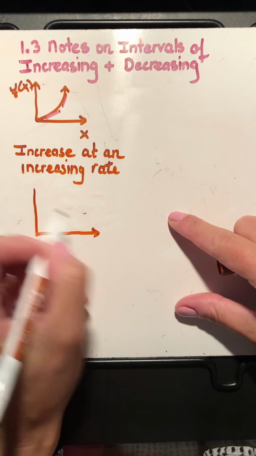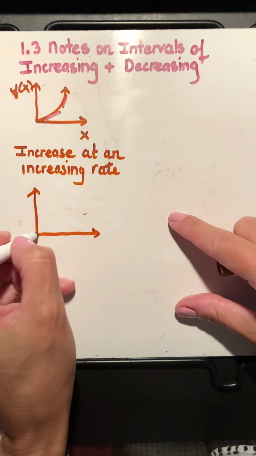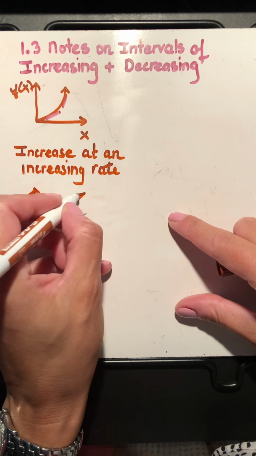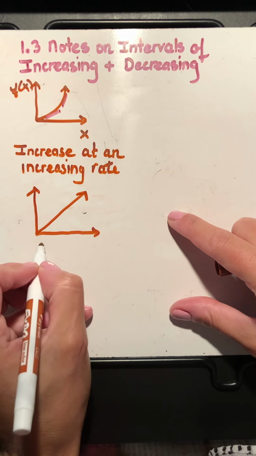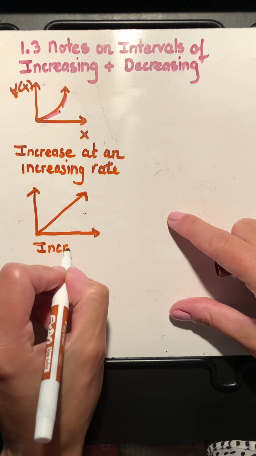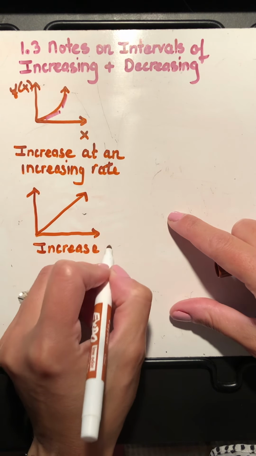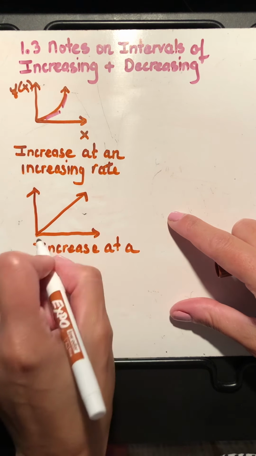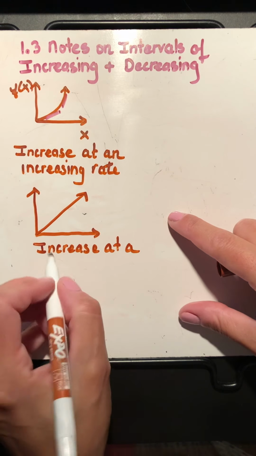increases at a constant rate. Okay, so if I have something like this, this function would increase at a constant rate. This is just a linear function where the slope is constant everywhere.